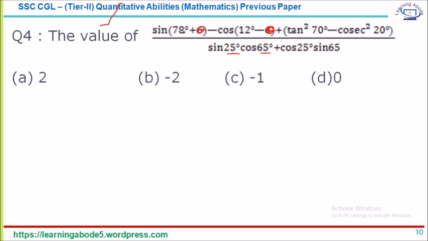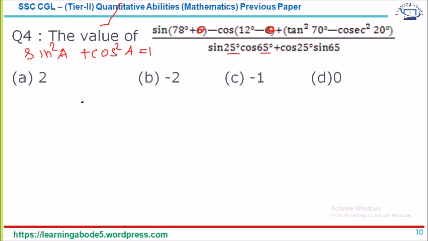And what is the relationship between 78 and 12? Like 90 minus 78 is 12. Okay, so that's one part. The other part is that you must know the popular relationships or formulas like sin square A plus cos square A equal to 1. The moment you look at this, you will be able to recollect these things. Okay, so now let us try to solve this question.